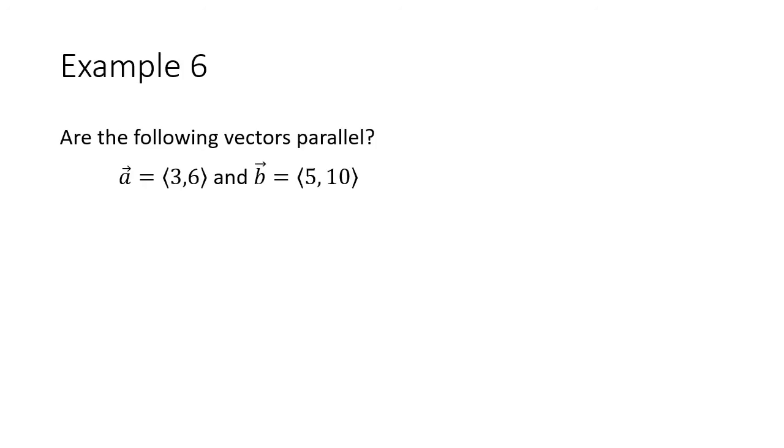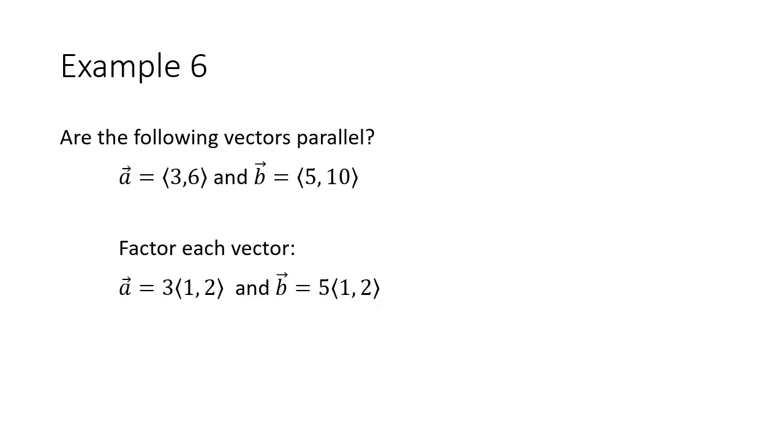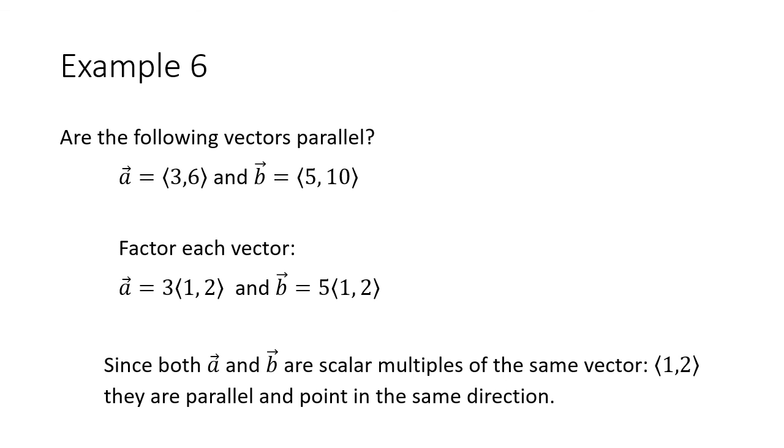So the last example: how can I tell whether or not vectors are parallel? Well, they need to be scalar multiples of each other. So what I'm going to do is factor each of these vectors and we'll see what they look like. If I factor A, 3, 6, they have a common factor of 3. And vector B clearly has a common factor of 5. And if I factor that out, vector A is really 3 times the vector 1, 2. And vector B is 5 times the vector 1, 2. And so they're both scalar multiples of the same vector 1, 2, which means they have to be parallel. They actually point in the same direction.